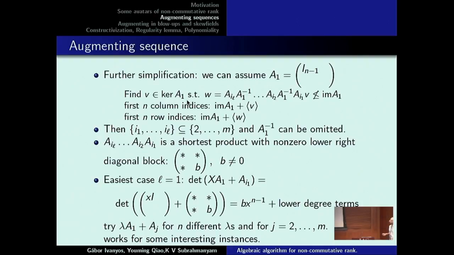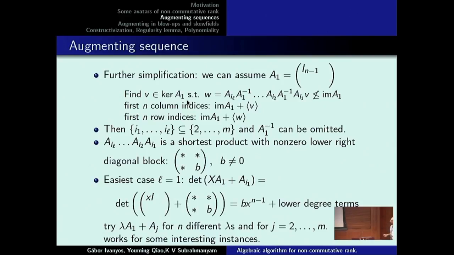Because if I look at this formal matrix, where x is a variable, if I look at xA1 plus AI1, suppose there was a single I1 which pulled it out, this matrix will have a non-zero b sitting out here, and if I calculate the determinant of this matrix, it's now a polynomial in x of degree n minus 1 plus something of lower terms. So therefore, if my field is large enough, I can find an x for which this determinant is non-zero. And that allows us to increase the rank.